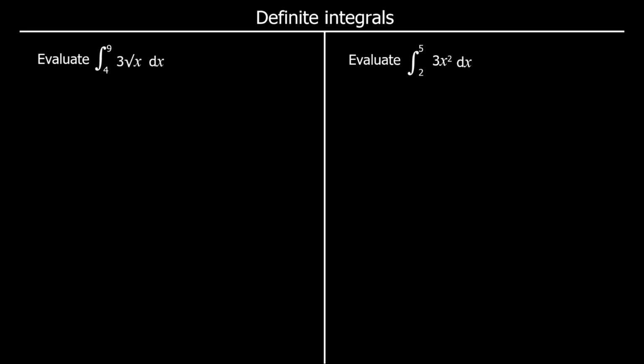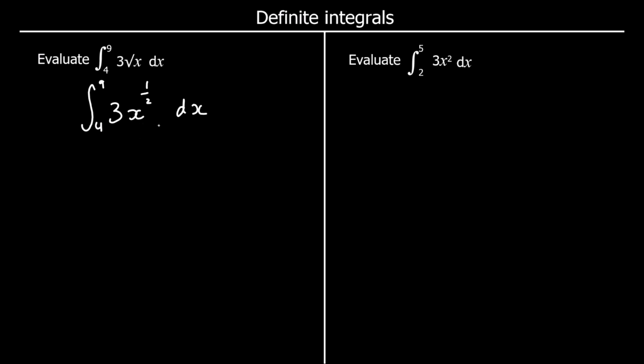In these questions, we have an integral between two limits. So it's called definite integrals when we have an integral between two limits. We're going to integrate it like normal, and then we're going to substitute in the two limits and take them away. So we've got 3 root x, that's the same as 3x to the power of a half. I'm going to integrate it, and then substitute in 9, substitute in 4, and take them away.